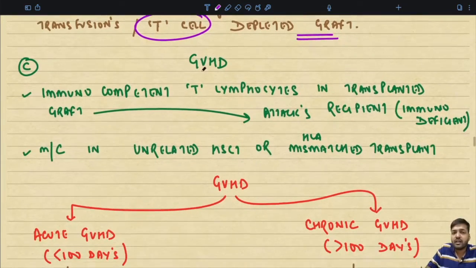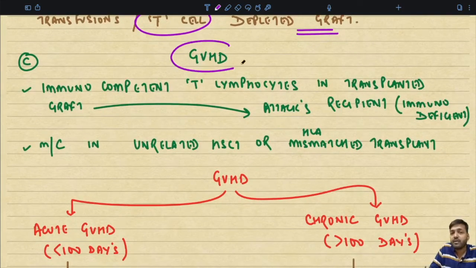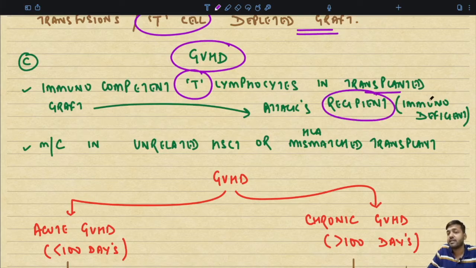Okay, so the third important complication is graft versus host disease. Now this is the opposite, wherein the donor hematopoietic stem cells, the donor immune cells, go and attack the recipient. Okay, that is graft versus host disease. So the immunocompetent T lymphocytes in the transplanted graft attack the recipient. Recipients are immunodeficient. Why are they immunodeficient? Because we have already given them conditioning therapy. So as a result, they are completely vulnerable. There is a pancytopenia in them.